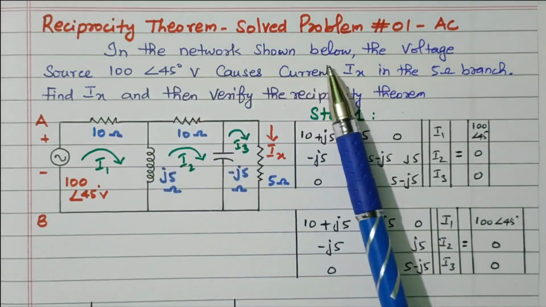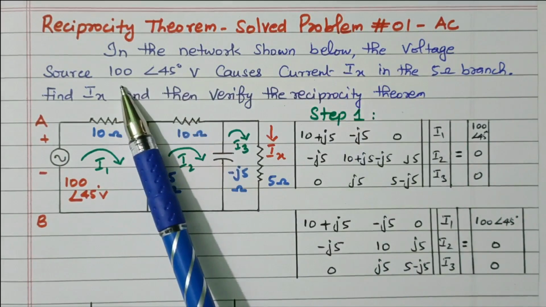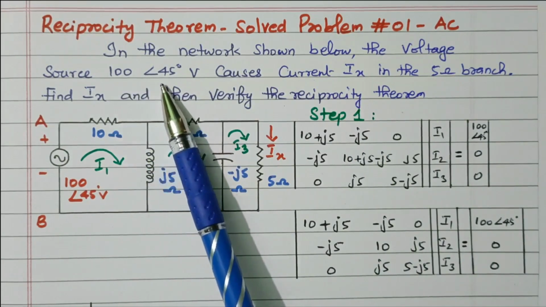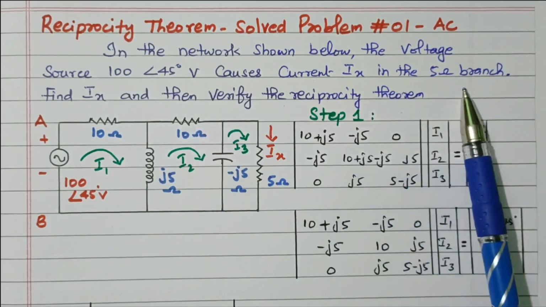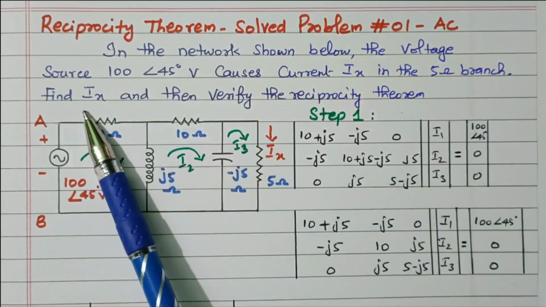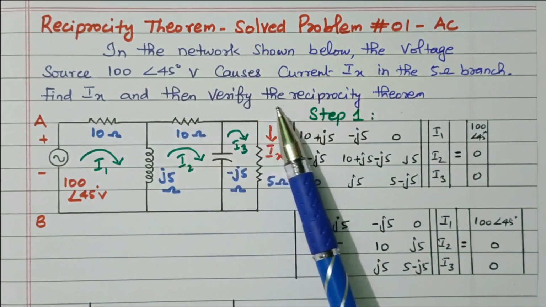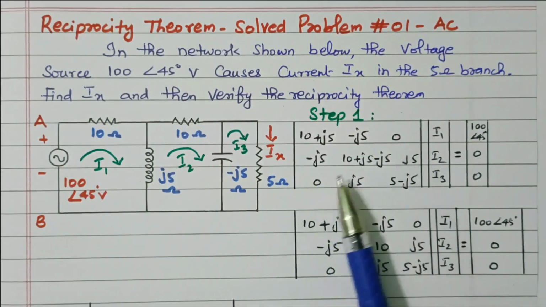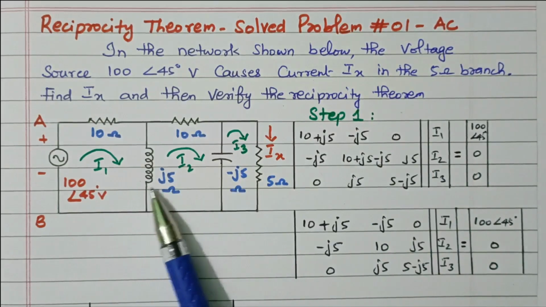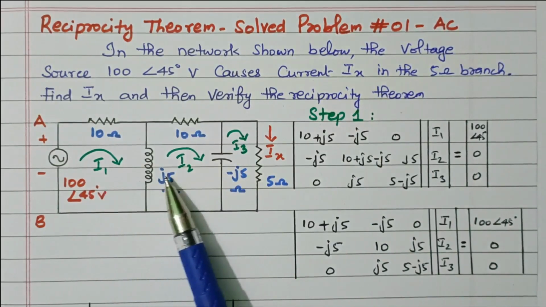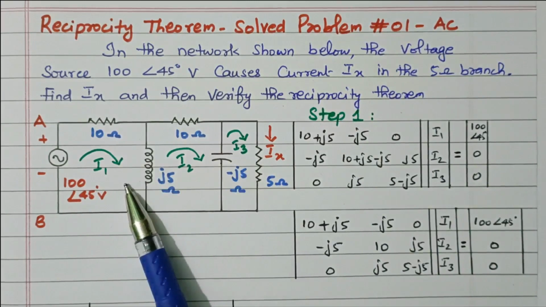In the network shown below, the voltage source 100 volts with angle 45 degrees causes current Ix in the 5 ohm branch. Find the Ix value and verify the reciprocity theorem. So the network is given. There are 3 branches, 3 loops available. I1, I2, I3 are the currents in the 3 loops.